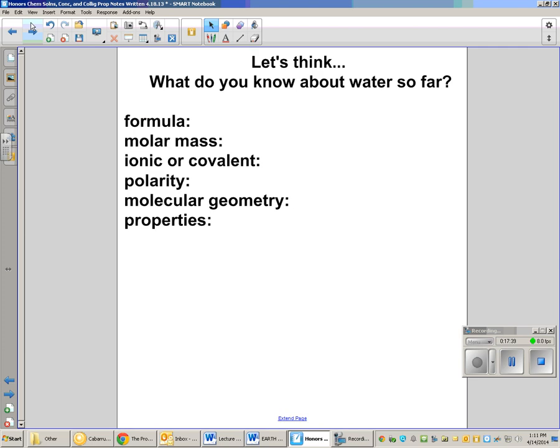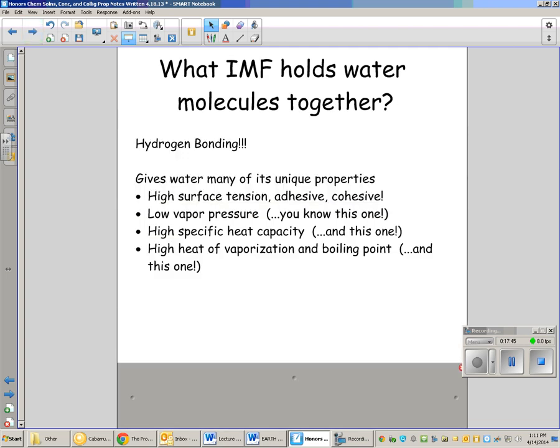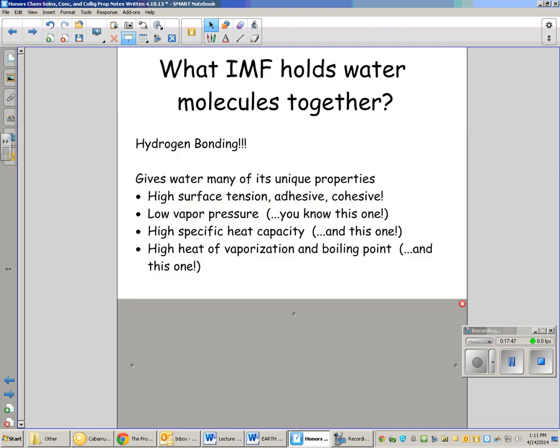Molar mass, density, properties. I'm not going over that. IMFs. We know hydrogen bonds, right? We know it causes all this stuff. Low vapor pressure is the only one that you didn't write down earlier. Low vapor pressure means that, okay, so vapor pressure, what does that sound like to you? Water vapor doing what? Evaporating. What is pressure caused by?